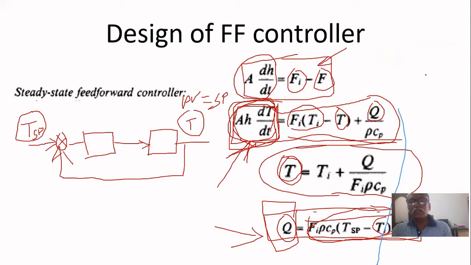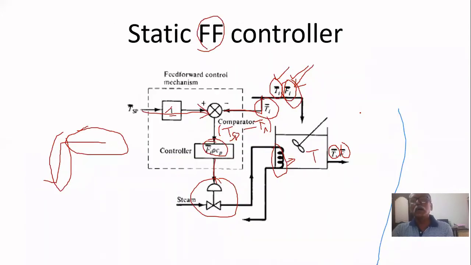Another thing is this is a simplified equation of the thermal process. The aim of this class is not to derive the mathematical model of the thermal process, so take it as granted. You can refer to the book Chemical Process Control by Stephanopoulos, if you want to know the mathematical model. Our aim is, for a given mathematical model, how to design the feedforward controller. That is our aim. That's why we didn't see how to obtain the mathematical model.